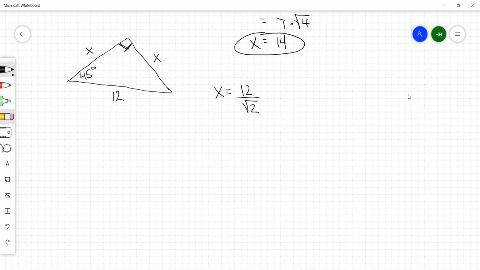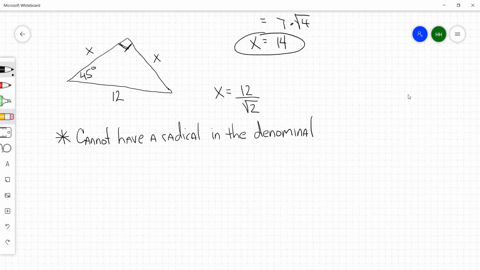All right? But now, if you need your answer to be in simplest radical form, when you're simplifying radicals, you cannot have a radical in the denominator. Okay? Can't have a radical in the denominator. So maybe write that down right here. Cannot have a radical in the denominator. Real important.